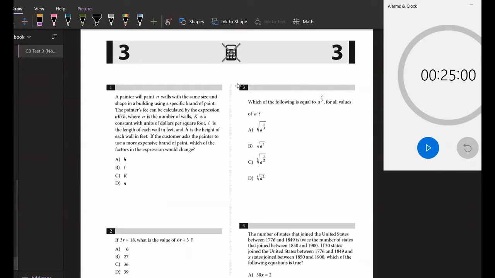Today we will be doing the no-calculator part of College Board Practice Test 3, and we'll try to do it within the stipulated time, that is 25 minutes. Also, I'll be trying to explain the answers to each of the questions in a very short and simple manner. All right, so we'll start right about now.